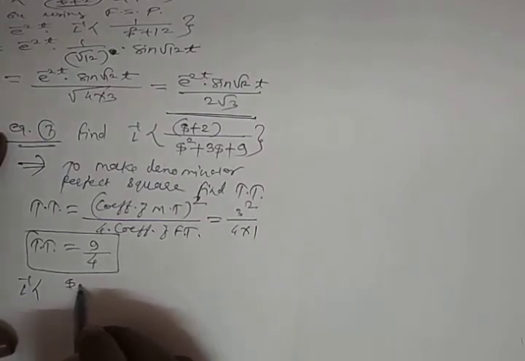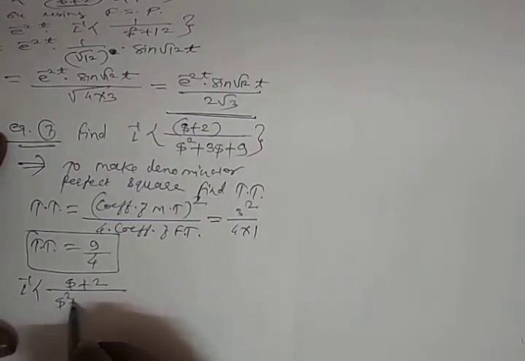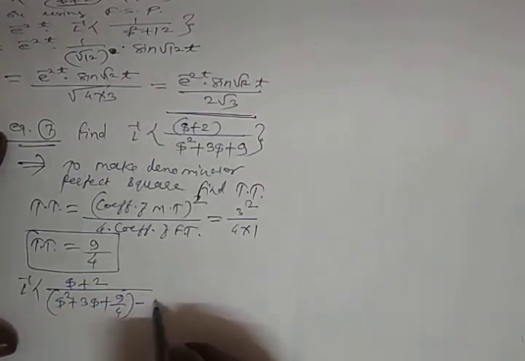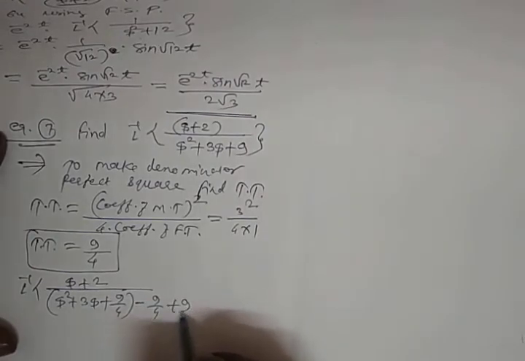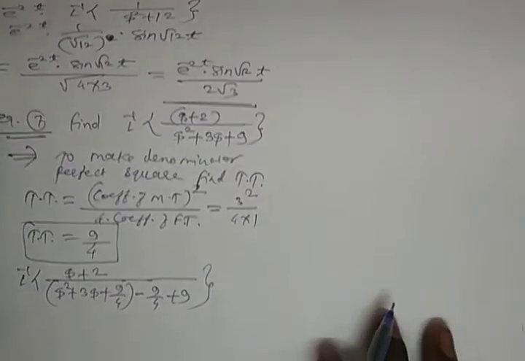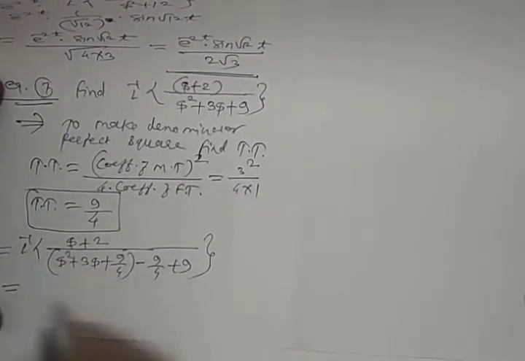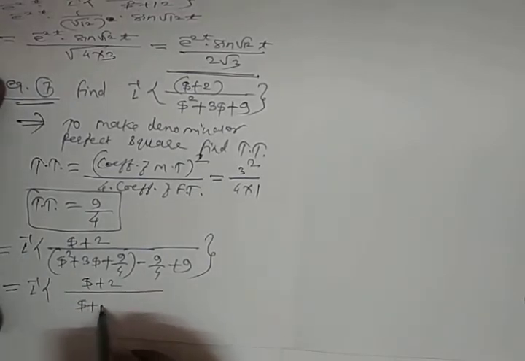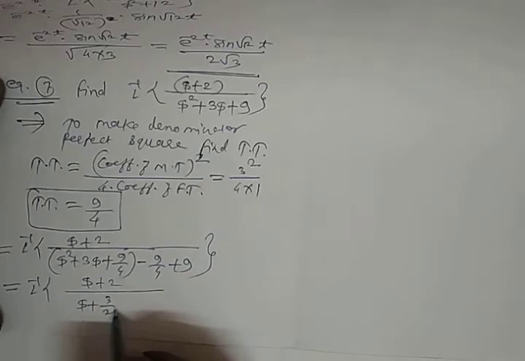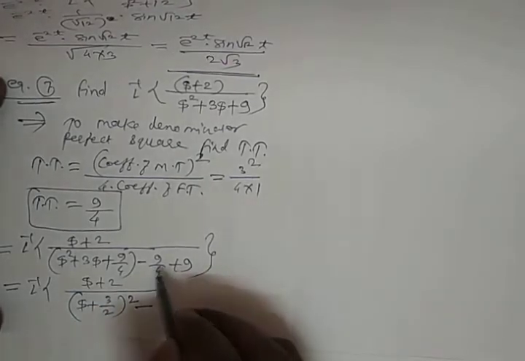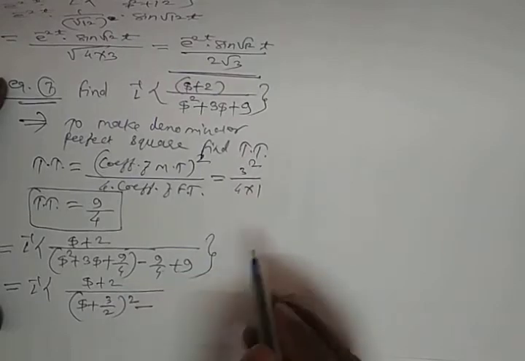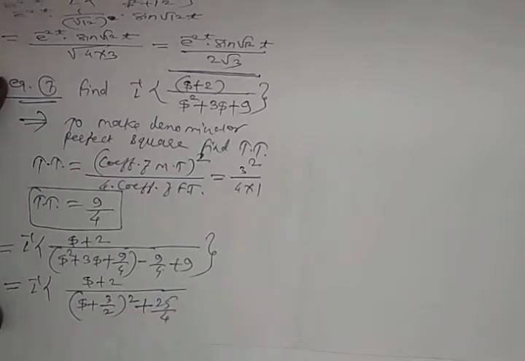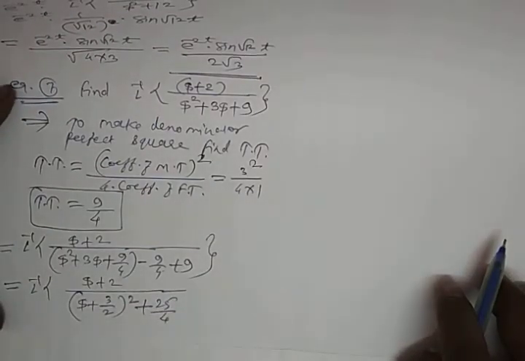So Laplace inverse of s plus 2 upon s square plus 3s plus 9 by 4, we have added, minus 9 by 4, we have subtracted, and there is 9. Now if you simplify this, what do we get? Laplace inverse of s plus 2 divided by, s plus 3 by 2 bracket square, minus 9 4s are 4 9s are 36, 36 minus 9, that will be 25 divided by 4.